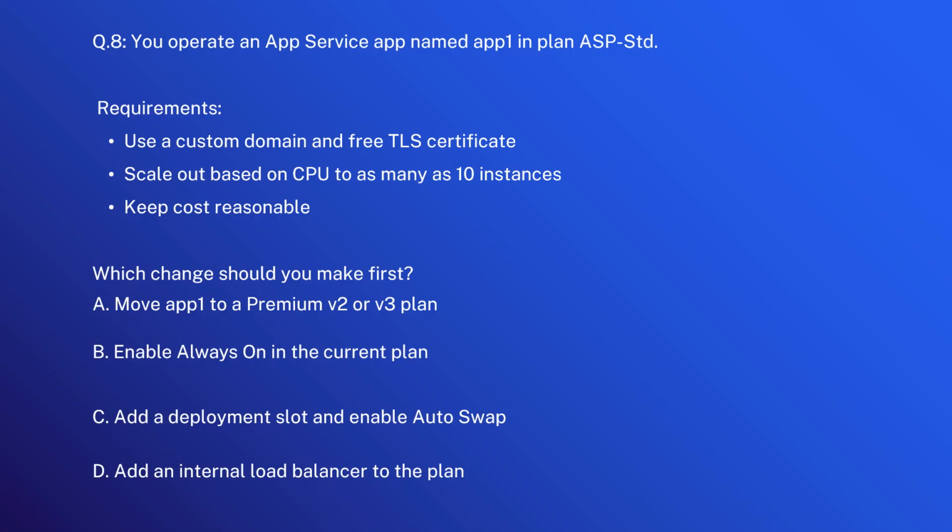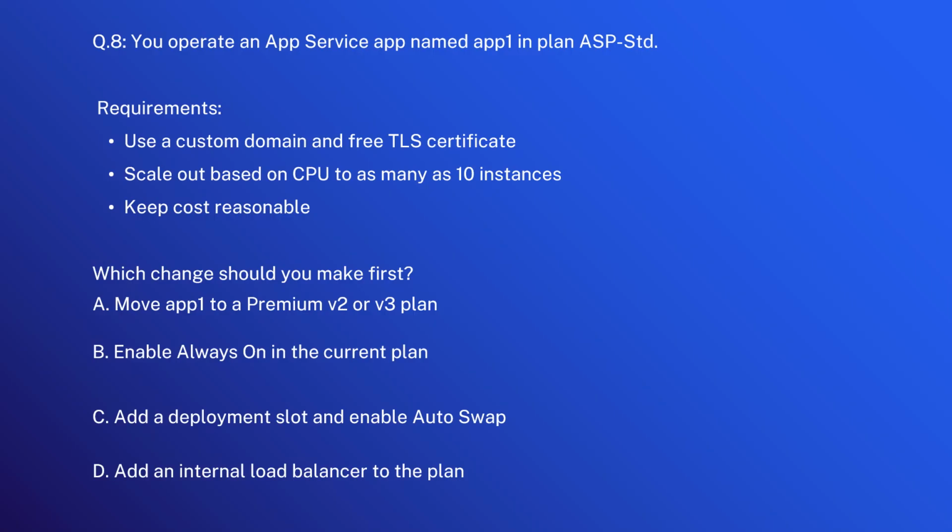A. Move app1 to a Premium V2 or V3 plan. B. Enable Always On in the current plan. C. Add a deployment slot and enable auto swap. D. Add an internal load balancer to the plan.